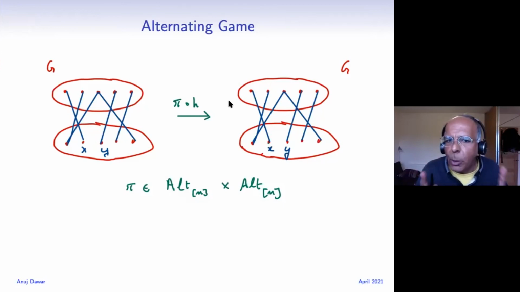So even though the graphs are isomorphic, it is non-trivial for duplicator to have a winning strategy.